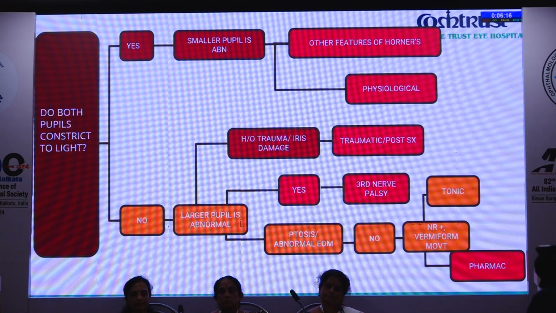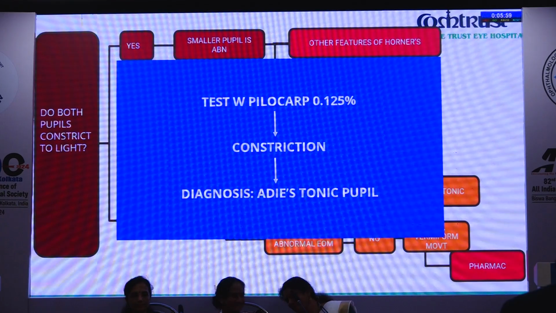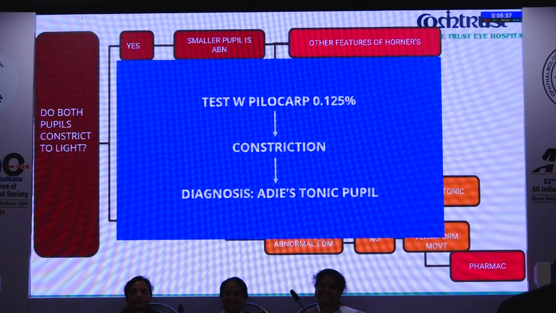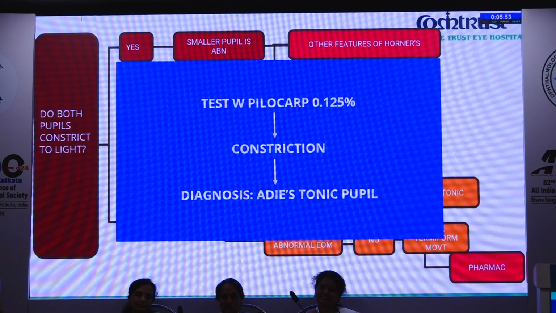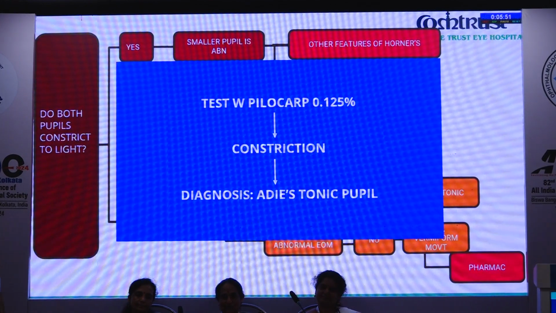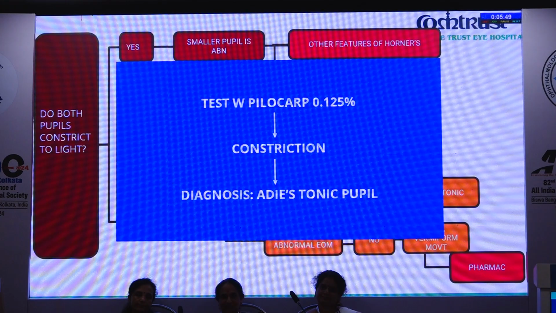Do both the pupils constrict to light? They did not. So was the larger pupil abnormal? Was there ptosis or abnormal extraocular movements? There was not. So was there vermiform movement? Yes. So we can consider if it is an Adie's tonic pupil. We tested with pilocarpine 0.125% and there was constriction of the pupil. So we gave a provisional diagnosis of an Adie's tonic pupil.